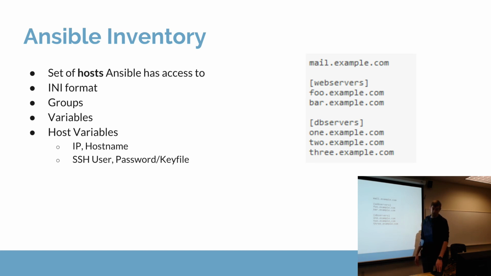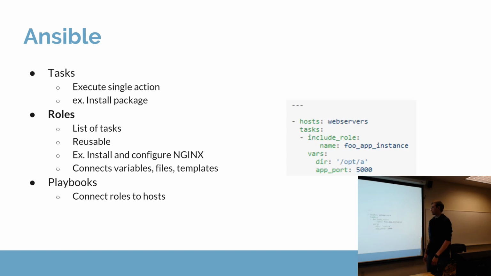We're just going to establish some vocabulary here. We talked about tasks a little bit. That's your single action. It uses a module. And then above that, you have roles, which is a list of tasks. And it's one kind of thing. So I want to install and configure Nginx. That'll be installing the package, copying your files over, starting the service. And then a playbook connects all of your roles to a host. So this is a real basic playbook. You have your web servers that you want to run. You want to include this role with these variables.